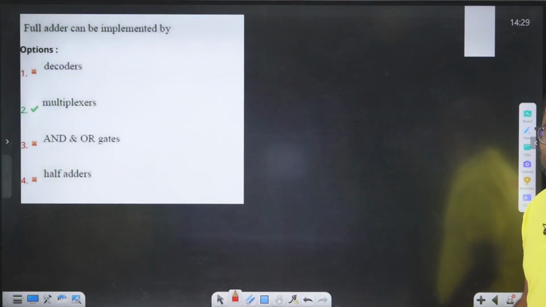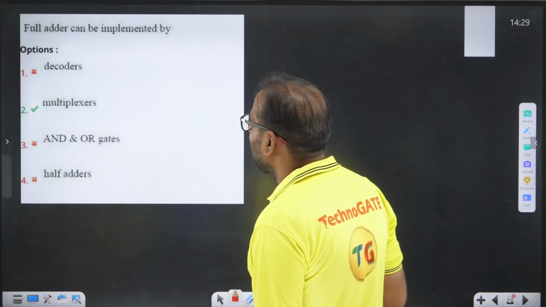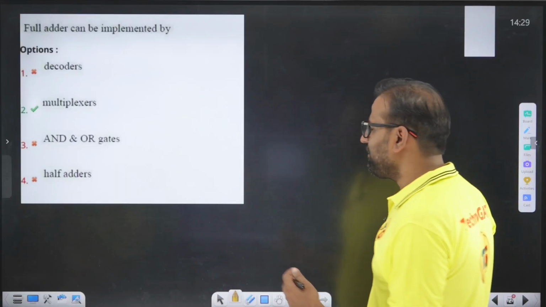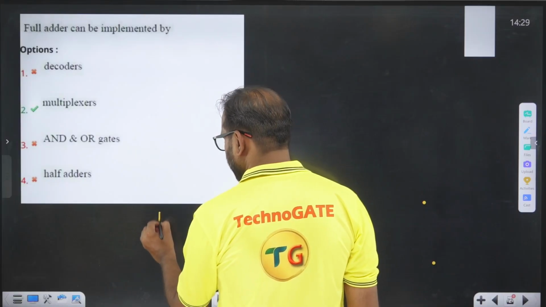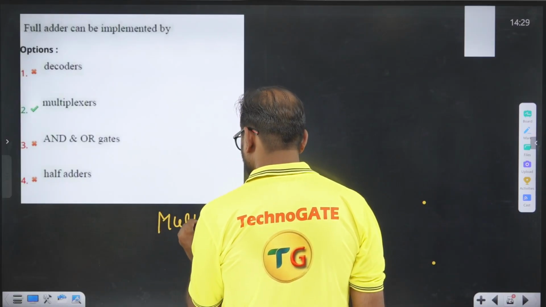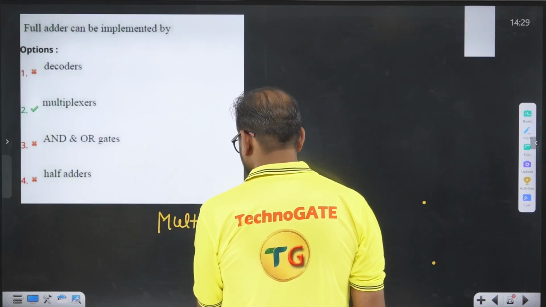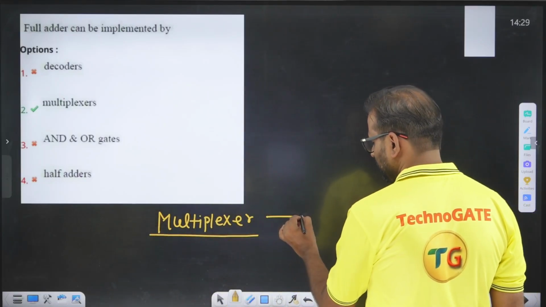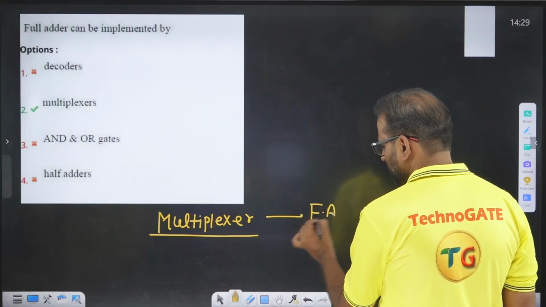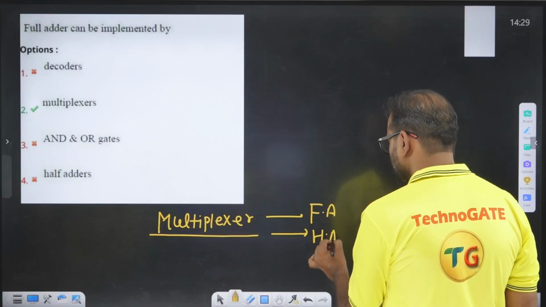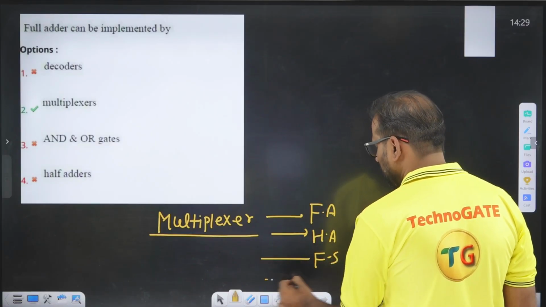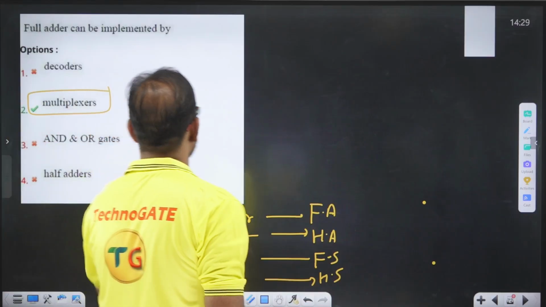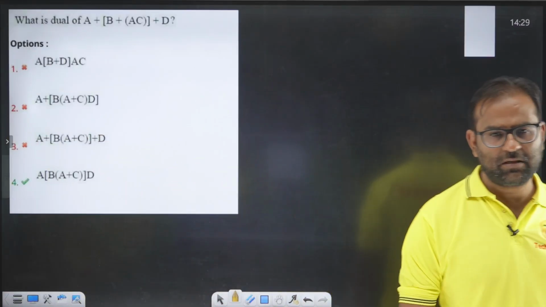Full adder can be implemented by what? Always remember, there is a thing known as multiplexer, which can implement any logic. Using multiplexer, any logic can be implemented, whether it is full adder, half adder, full subtractor, half subtractor, or any Boolean logic. Always remember, the size of multiplexer can vary.